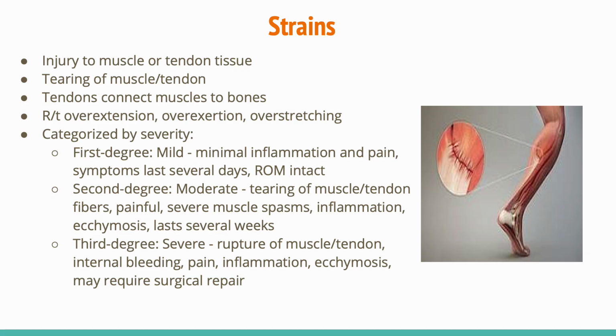And then we have grade 3 strain, which is a complete rupture of the muscle or tendon. Because the tissue is completely torn, patients often lose the ability to actively move the affected area, and surgical repair is usually required. Now notice how the symptoms directly reflect the degree of tissue damage. As more fibers are torn, inflammation increases, pain becomes more severe, and function will decline.